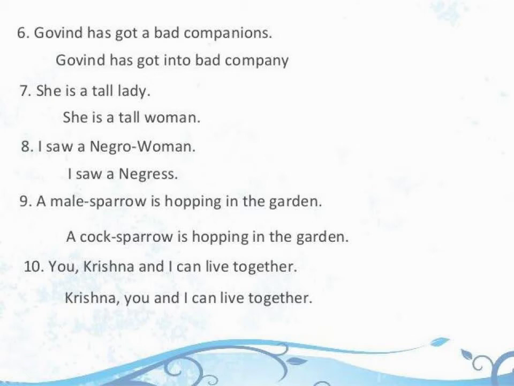10th one, you, Krishna and I can live together. Krishna, you and I can live together. Third person has to come first. Third person is Krishna, he. So he, second person you, and first person I. So the order should be like this in a sentence. So Krishna, you and I can live together. So I have given you some examples, students. Now let us see the other examples for your further clarity.